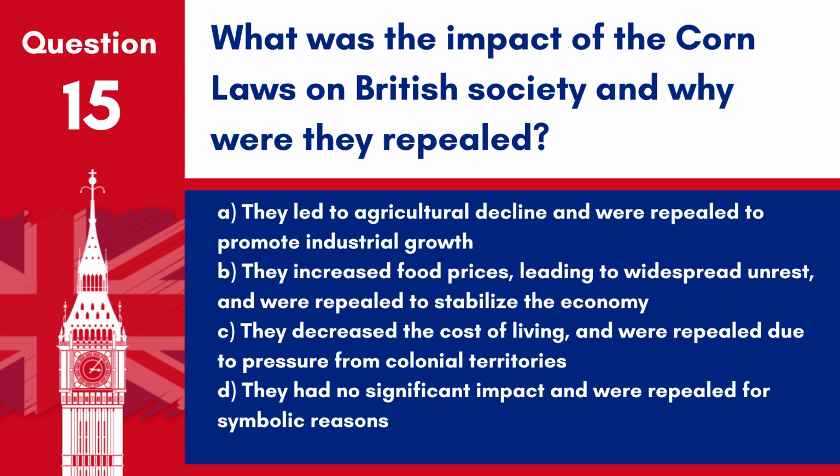Question 15. What was the impact of the Corn Laws on British society, and why were they repealed? A. They led to agricultural decline and were repealed to promote industrial growth. B. They increased food prices, leading to widespread unrest, and were repealed to stabilize the economy. C. They decreased the cost of living and were repealed due to pressure from colonial territories. D. They had no significant impact and were repealed for symbolic reasons.